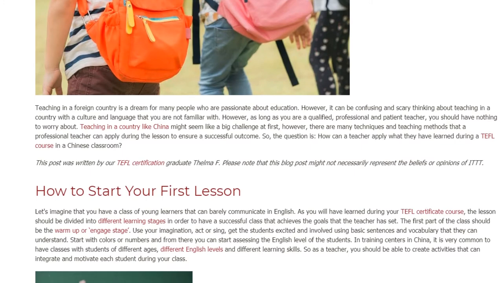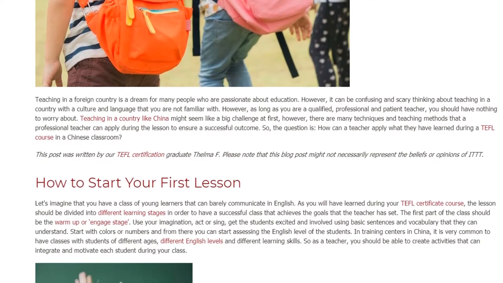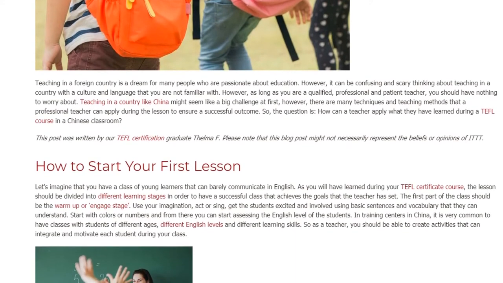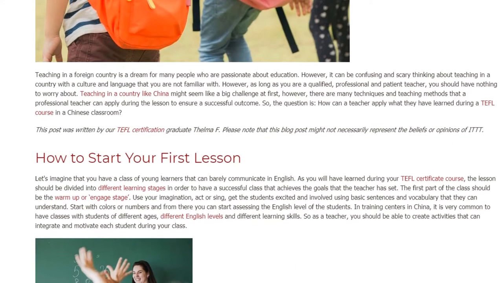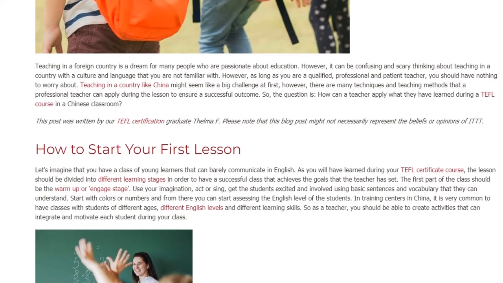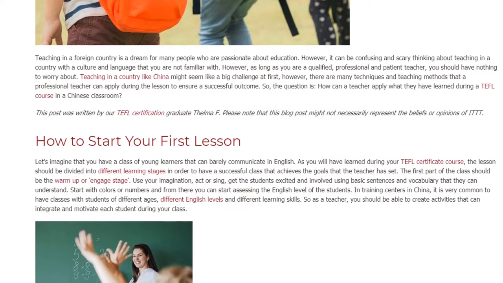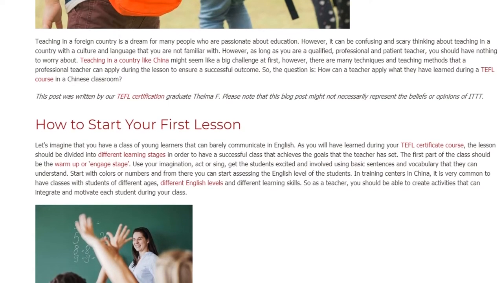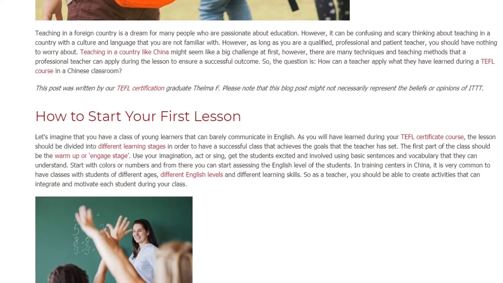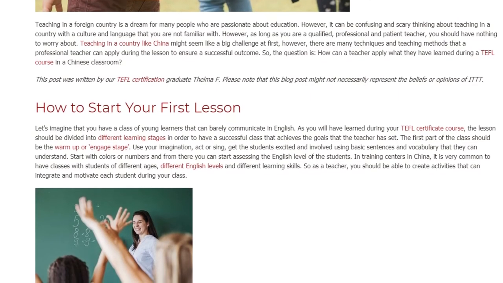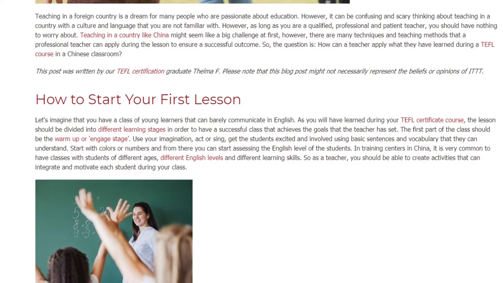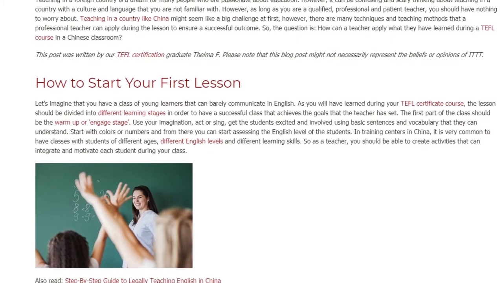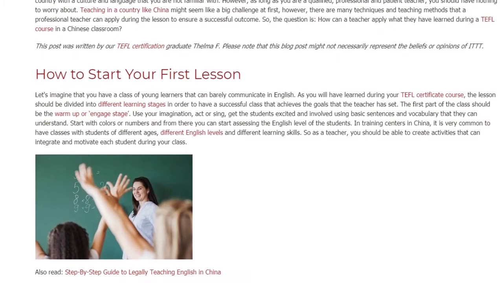Let's imagine that you have a class of young learners that can barely communicate in English. As you will have learned during your TEFL certificate course, the lesson should be divided into different learning stages in order to have a successful class that achieves the goals that the teacher has set. The first part of the class should be the warm-up or engage stage. Use your imagination, act or sing, get the students excited and involved using basic sentences and vocabulary that they can understand. Start with colors or numbers and from there you can start assessing the English level of the students.